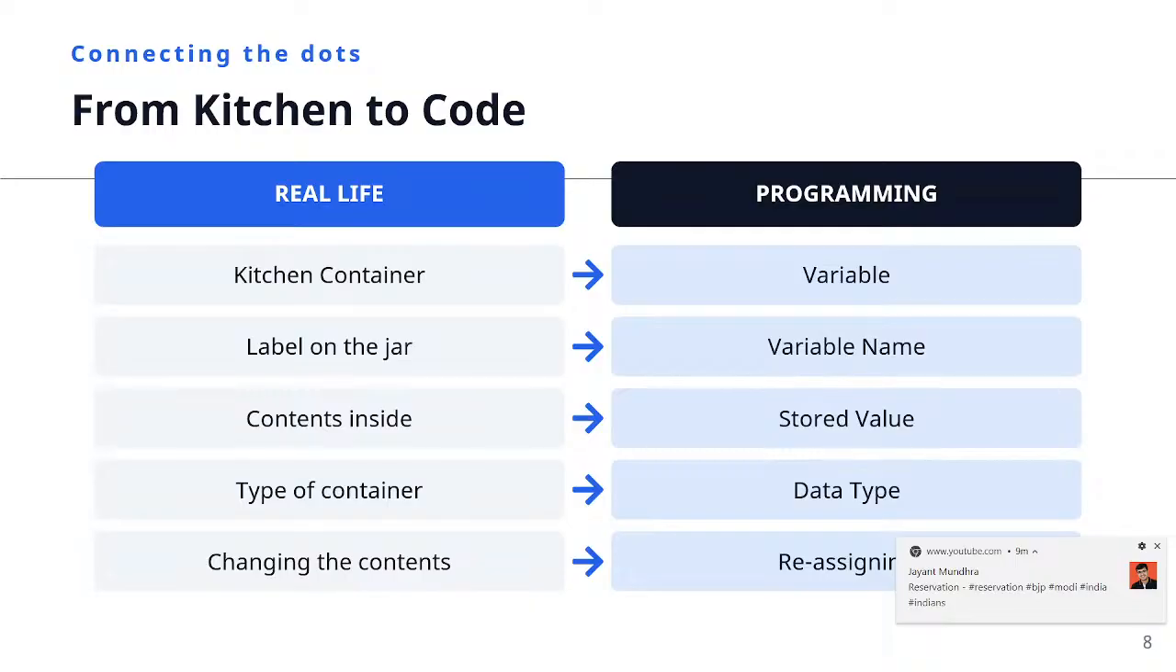The kitchen container becomes a variable. The label on the jar becomes the variable name. So the kitchen container becomes a variable and the label on that jar becomes a variable name.